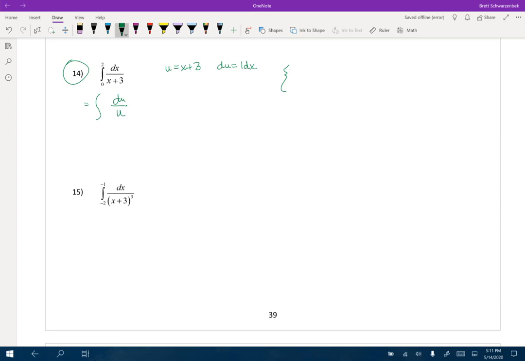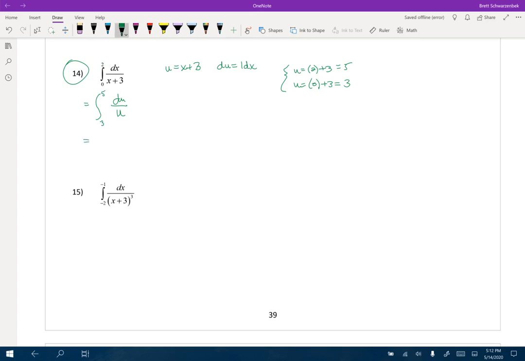But we need those limits. So we have u is equal to 2 plus 3, which is 5. And we have u is equal to 0 plus 3, which of course is equal to 3. So our new limits are 3 and 5. Alright, then we can do our integration.